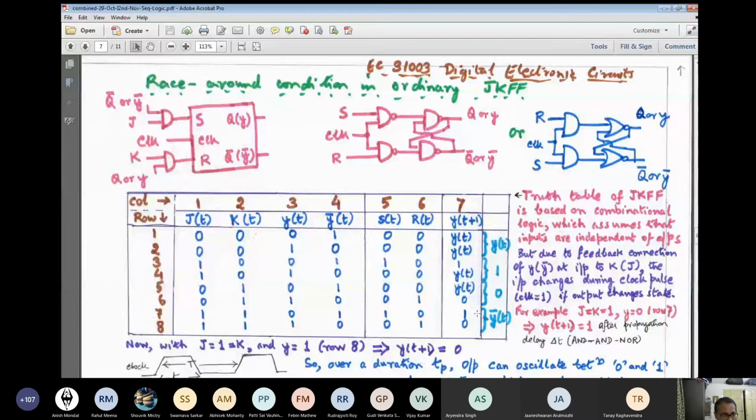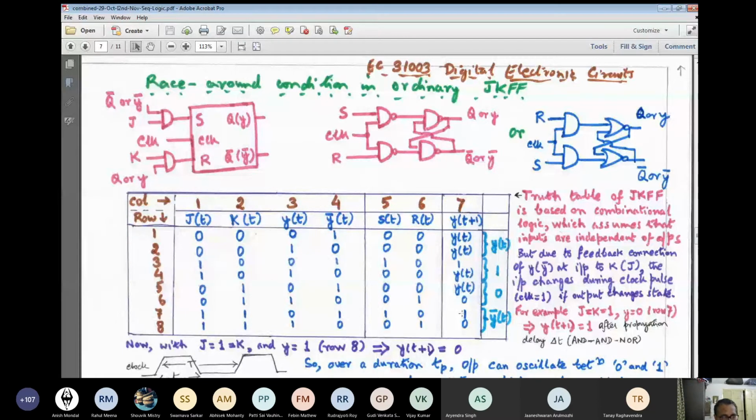For the eighth row, you see that with J equal to 1 and Y bar equal to 0, S becomes 0, whereas with K equal to 1 and Y equal to 1, R becomes 1. So S equal to 0, R equal to 1, it means 0. So now, what can I write here? Because the output has changed, I have to combine them. I have to write in terms of some Boolean variable. 1 and 0 are mixed. So I have to rewrite it in the form Y bar.